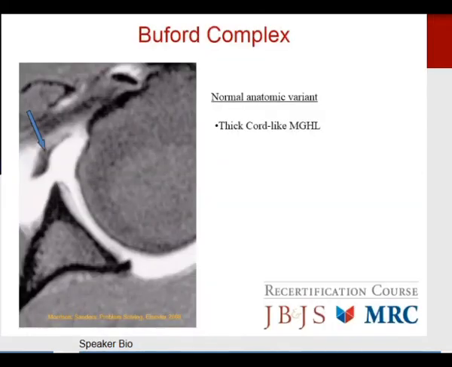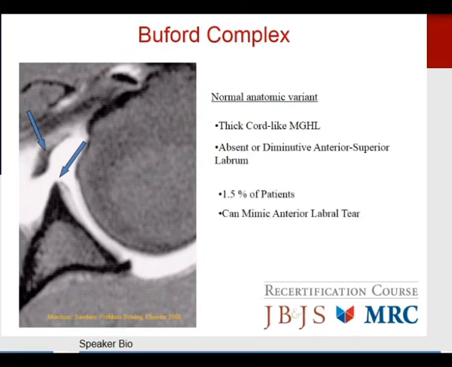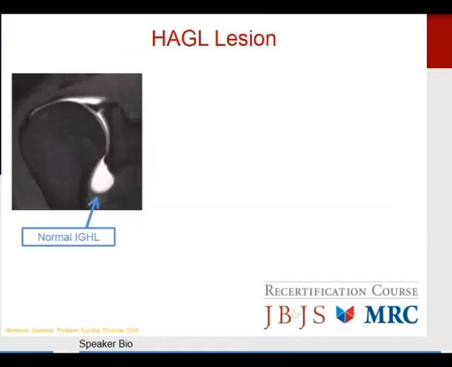The Buford complex is composed of a thickened cord-like middle glenohumeral ligament, which we see situated just deep to the subscapularis tendon in this axial view. We see that there's an absent or diminutive anterior superior labrum, and this composes the Buford complex: a thickened middle glenohumeral ligament, absent anterior inferior labrum. And again, you don't want to mistake this for an avulsion of the anterior inferior glenoid labrum or a labral tear. This is a normal anatomic variation.